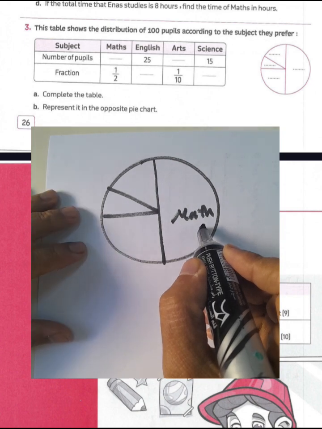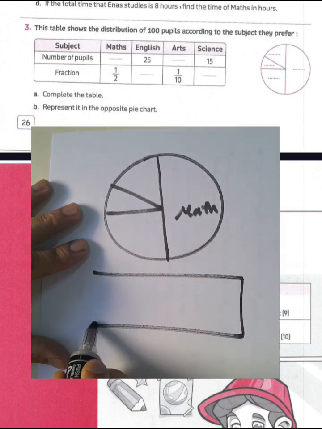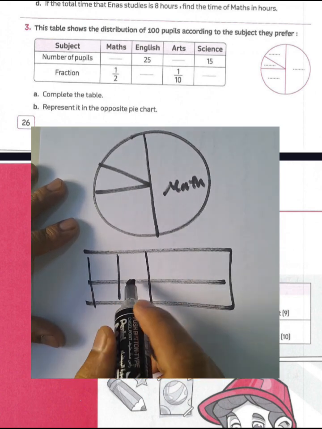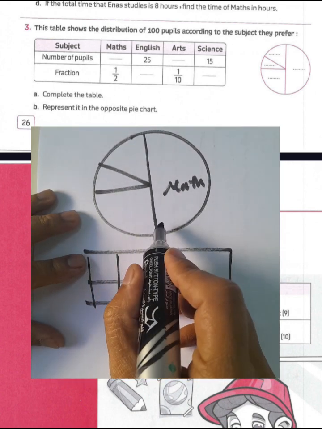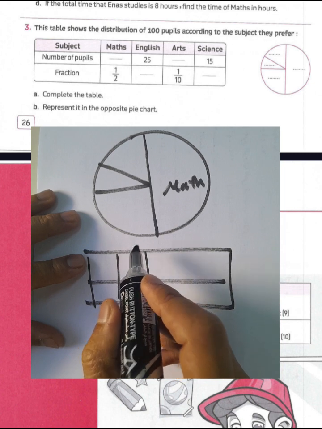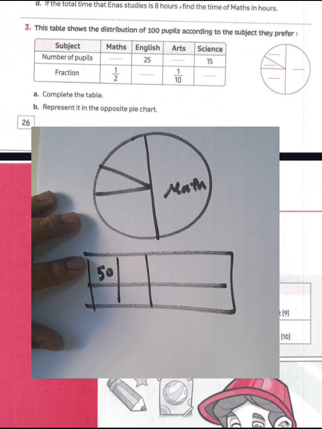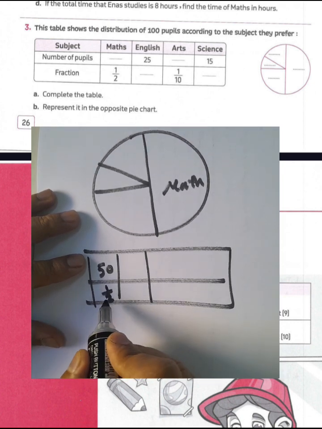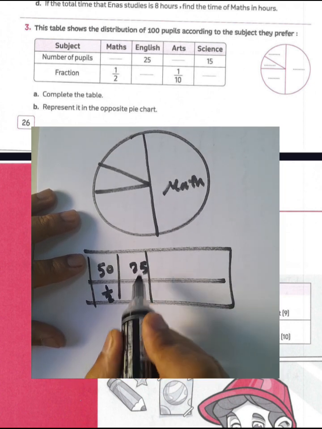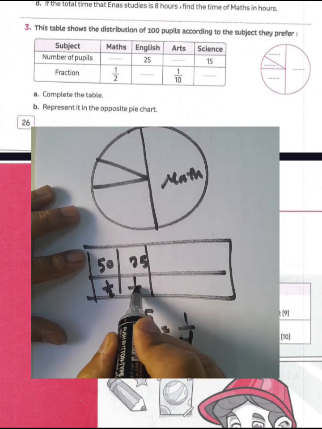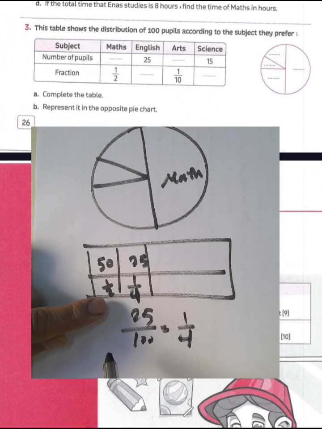And English. I will complete the table here. First, math was half of 100 students. It will be 50 students. And 50 corresponds to 1 over 2. And 25 corresponds to 25 over 100, it will be a fourth, right? 1 over 4 here in this space.